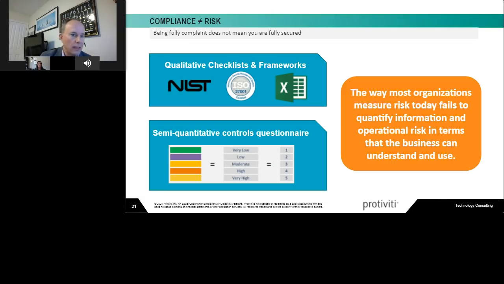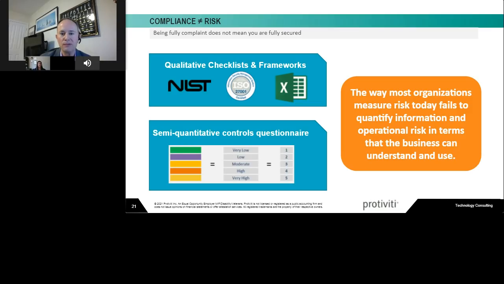We see this a lot. Being compliant doesn't mean you are secure. A lot of risk assessment, or just cyber risk I'm referring to, and in some cases ERM risk too, start with a semi-quantitative controls questionnaire. We check the box. Maybe we're doing a NIST CSF assessment. Maybe it's ISO. Maybe it's something else. You've all seen these. These are the 200-question questionnaires. They're sent out in Excel.